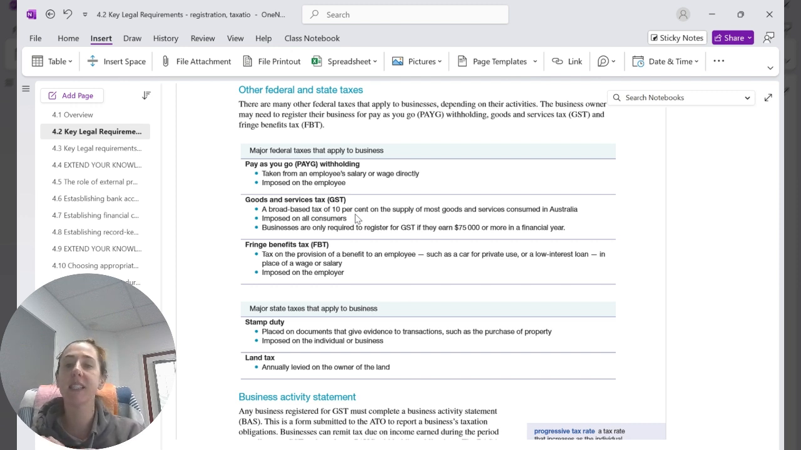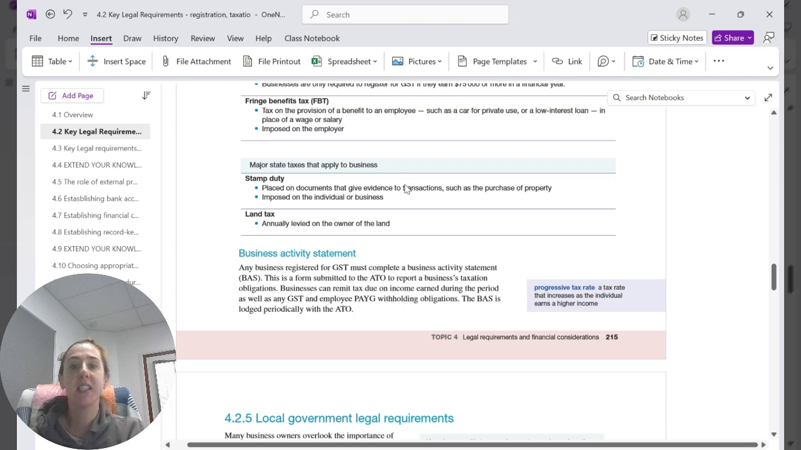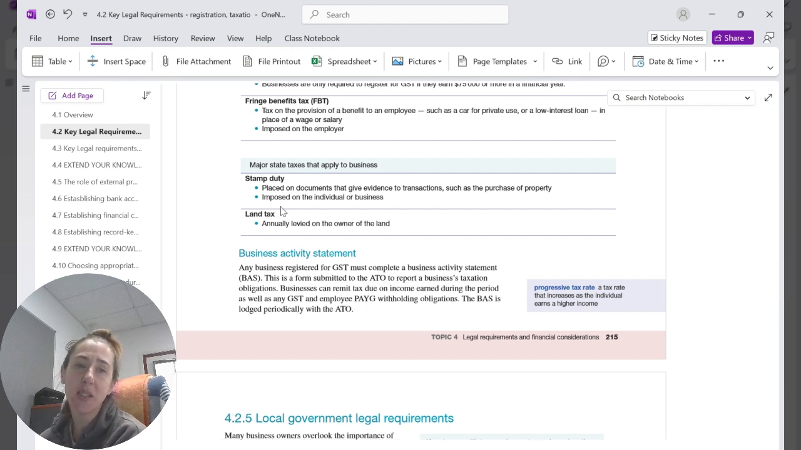A fringe benefits tax is a tax on the provision of a benefit to an employee. For example, a car for private use or a low interest rate loan, something in place of a wage or salary, and it's imposed on the employer. Other major state taxes that apply to businesses are things like stamp duty, placed on documents that give evidence to transactions such as the purchase of a property, and imposed on an individual or a business. And land tax, which is annually levied on the owner of the land.